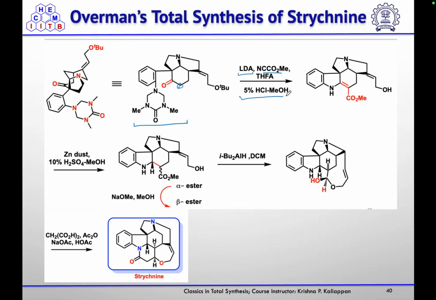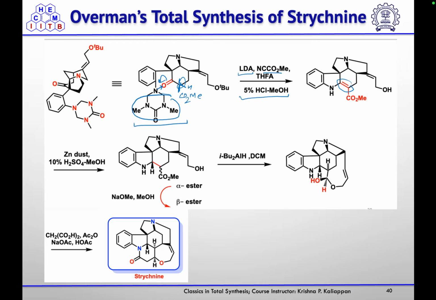And then using 5% HCl and methanol, they removed this group to get the corresponding amine, which will react with your ketone to form the corresponding imine, which will undergo tautomerism to give you this unsaturated ester. So first, introduction of this CO2Me group at this position, removal of this group, reaction of this amine with this ketone to form imine, and then here that group will tautomerize to form the corresponding alpha beta unsaturated ester.